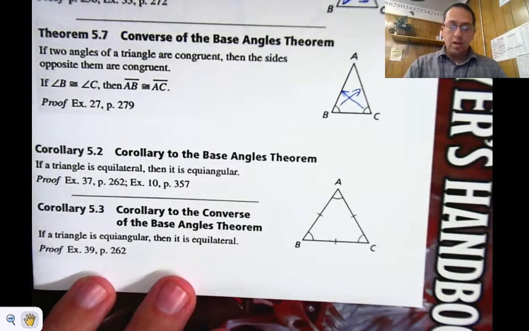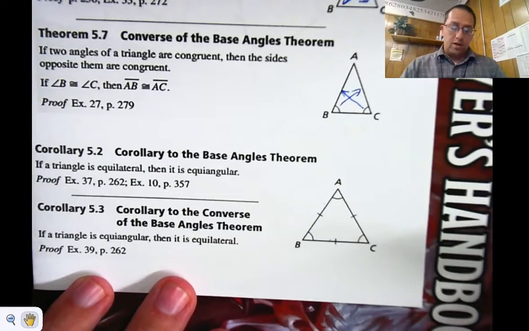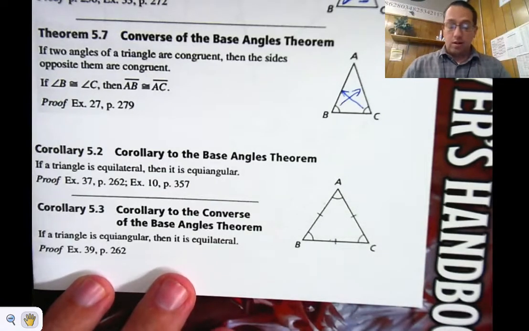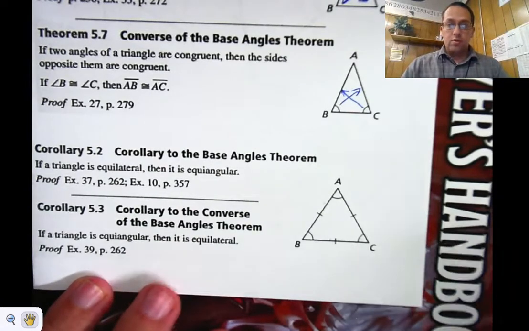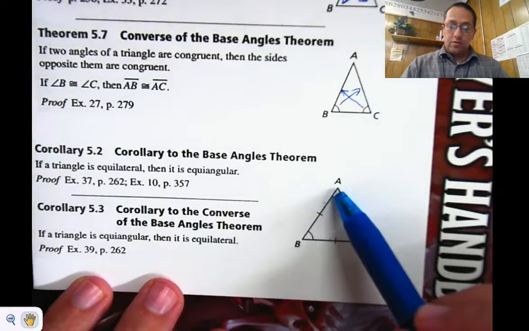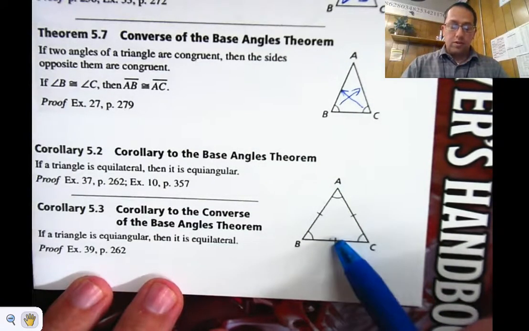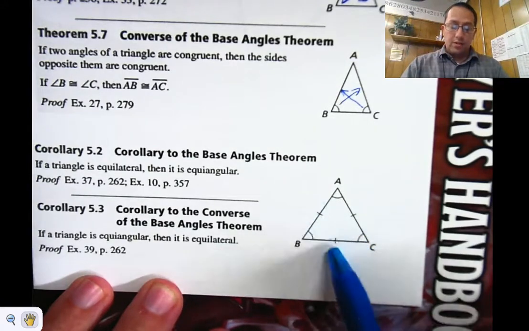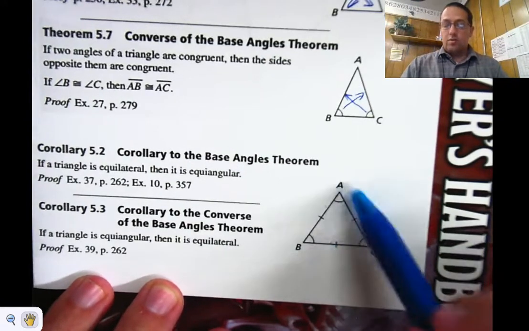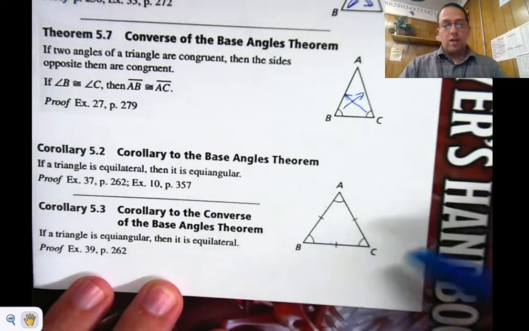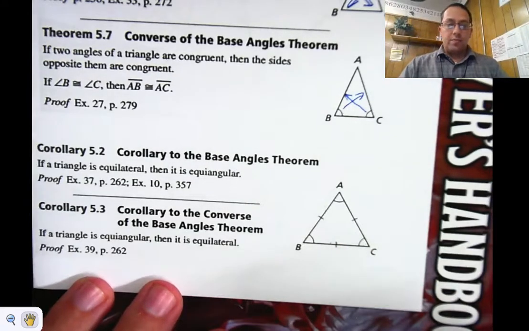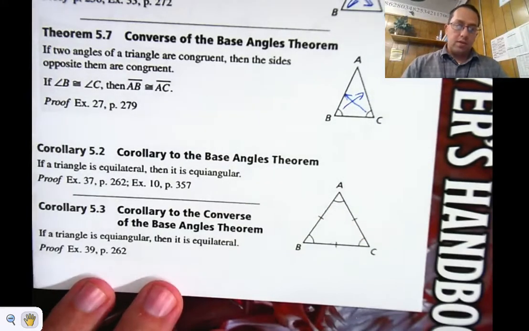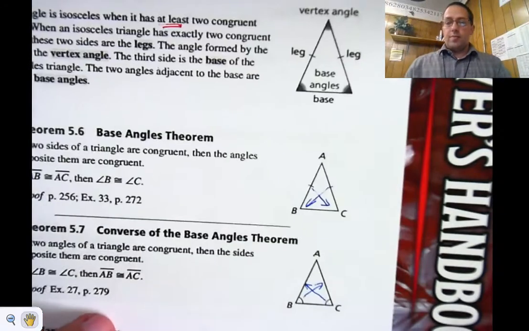And then we have the corollary to the converse of the Base Angles Theorem, or the converse of the corollary of the Base Angles Theorem, whichever way you like it. And what this says is if it's equiangular, then the triangle is equilateral. So if these two angles are congruent, then the opposite sides have to be congruent. And if these two angles are congruent, then the opposite sides have to be congruent. And so all of the sides are congruent because all of the angles are congruent. So if all the angles are congruent, the sides have to be congruent. And if all the sides are congruent, the angles have to be congruent. So easy enough. Not a big deal.